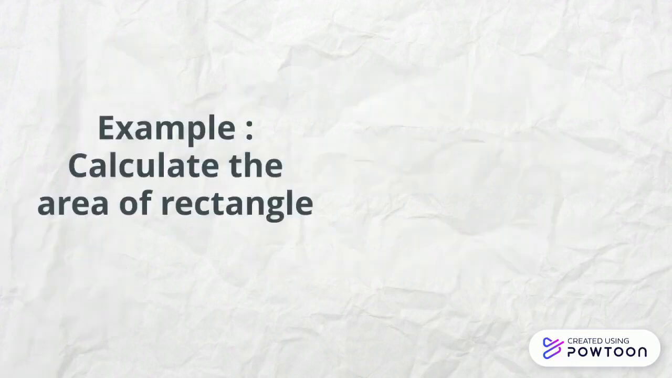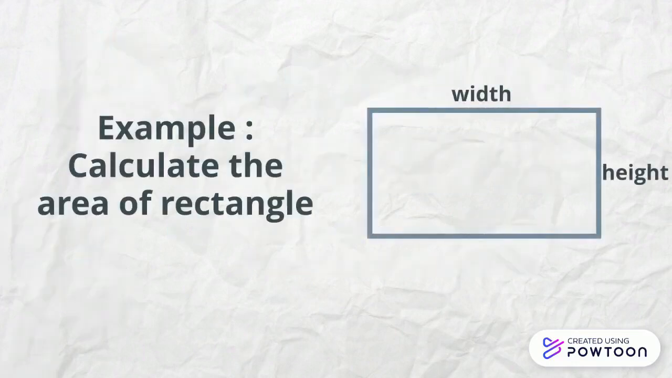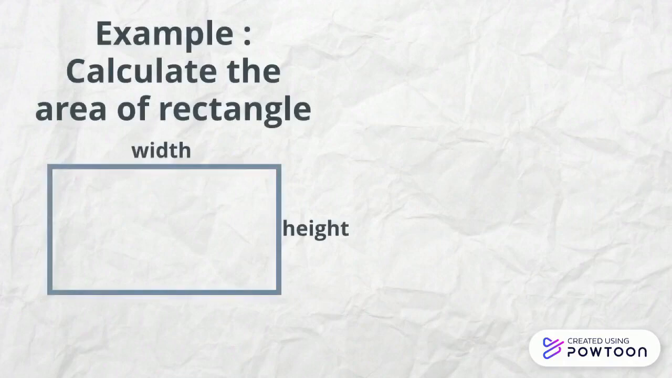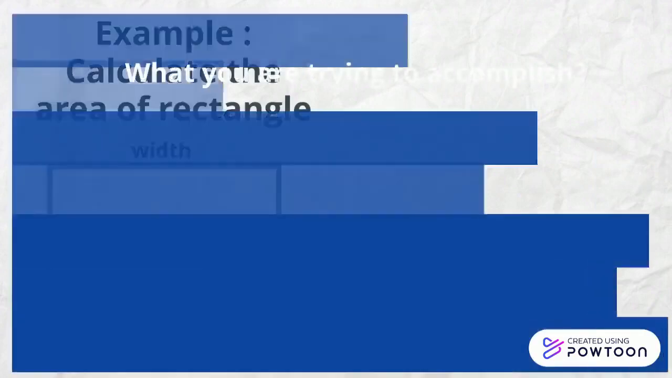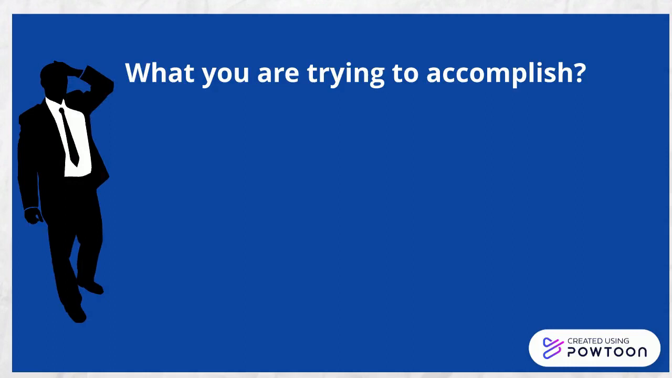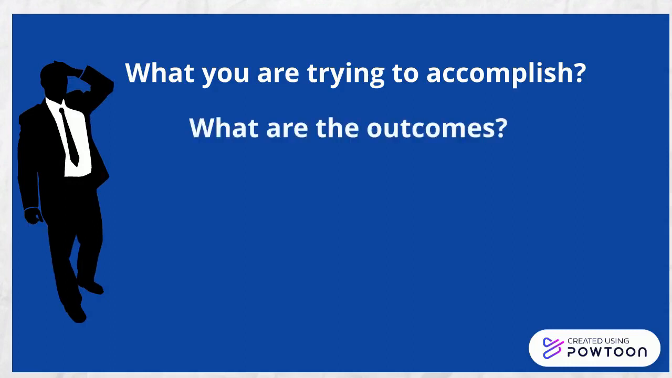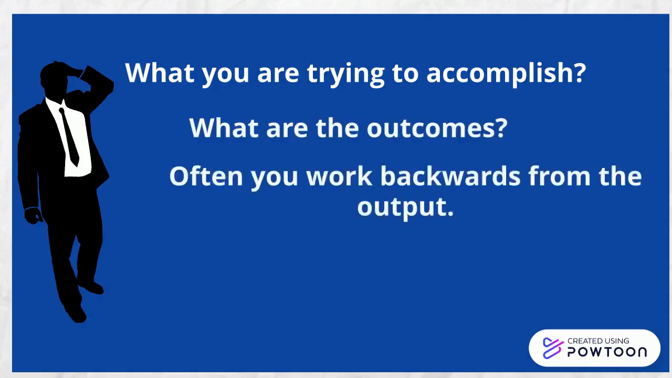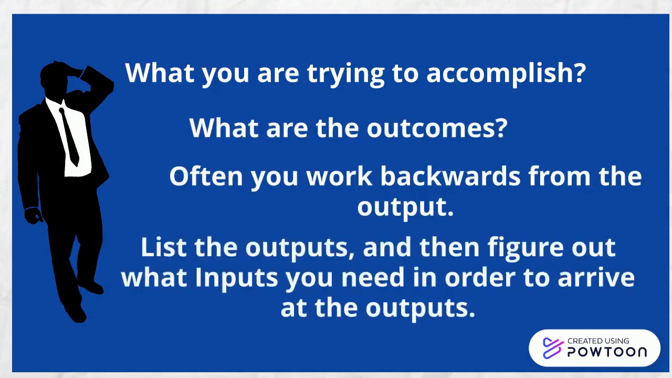We can summarize the information contained in the problem statement as follows. Calculate the area of rectangle. Use the tips below. 1. What you are trying to accomplish. 2. What are the outcomes? 3. Often you work backwards from the output. 4. List the outputs, and then figure out what inputs you need in order to arrive at the outputs.